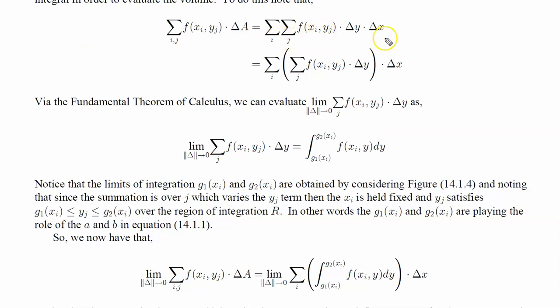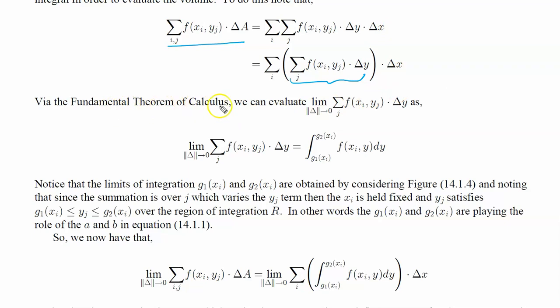All right, so here we have our volume written as a double summation, like we saw before, with the delta y times delta x. Now let's just note that we can write it like this: the summation of the inner quantity right here, the inner summation, times delta x, so these two are the same thing.